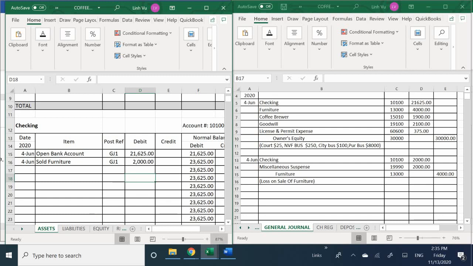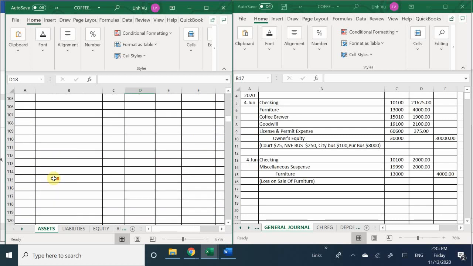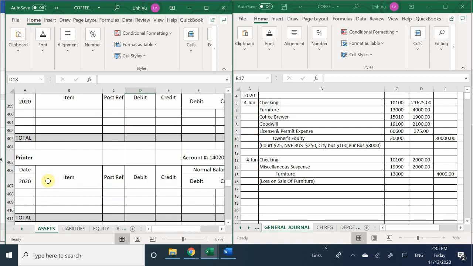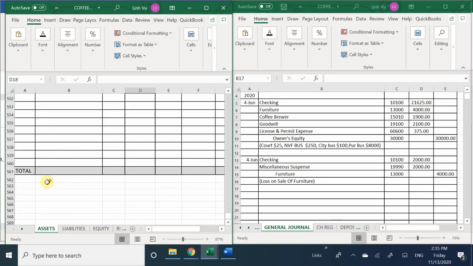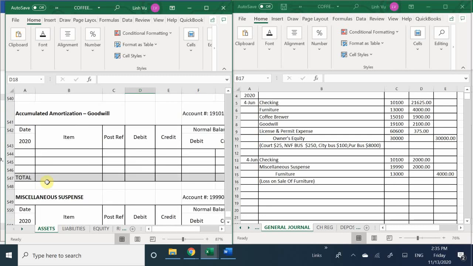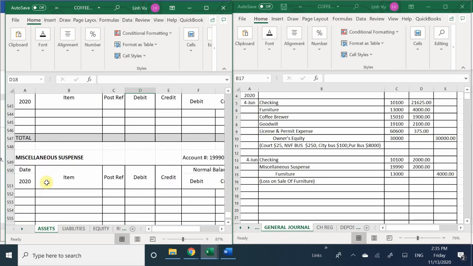Okay, I just want to make sure. Okay, so what's the next account that we have to go through? We have a miscellaneous suspense. So as we know, that's actually going to be the last account in your assets. So here I'm just going to scroll all the way down since I know it's the last account there. All right, here you go. Miscellaneous suspense is right here.